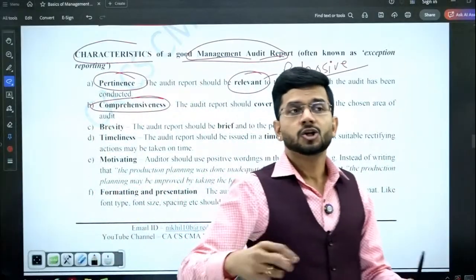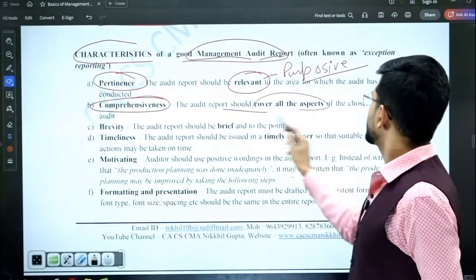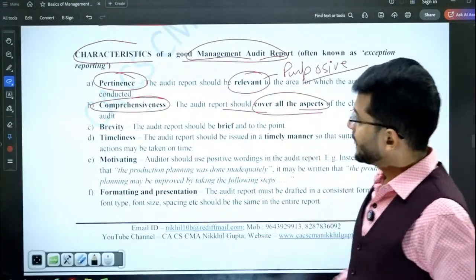So it has to be comprehensive. It should cover all the aspects of that particular process which you have chosen. So the audit report should cover all the aspects of the chosen area. That is very, very important.